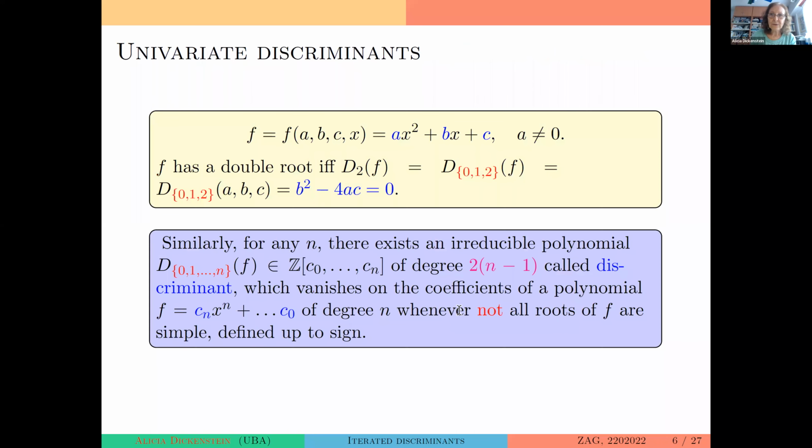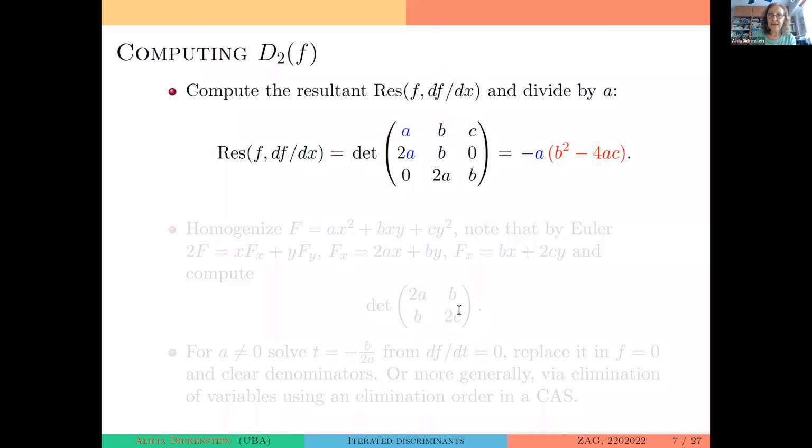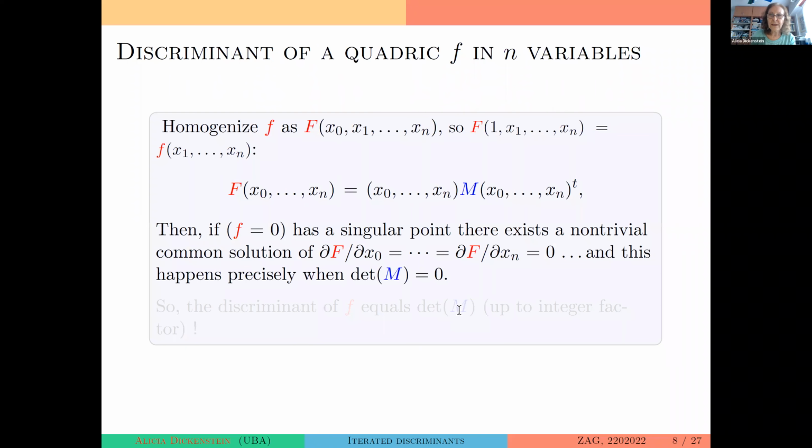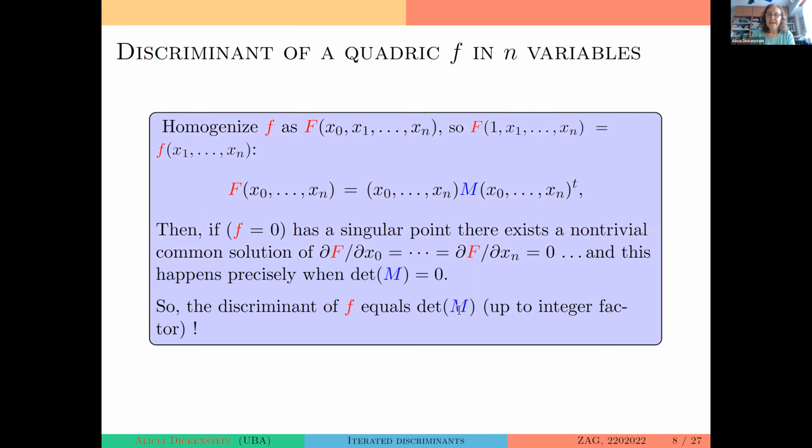So what happens with a quadric in n variables? Okay, a quadric in n variables, we can homogenize it again, and then we write f as x times this matrix times x transpose. And then the hypersurface f equals 0 has a singular point if there is a non-trivial common solution again of the partials, and this happens precisely when the determinant of this matrix is 0.